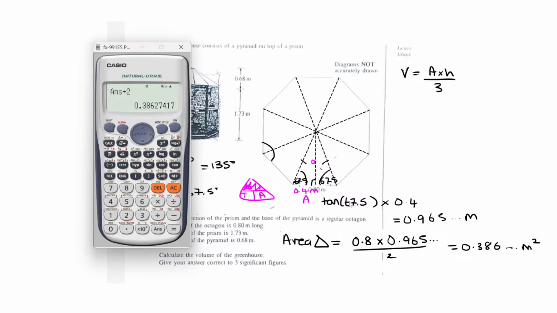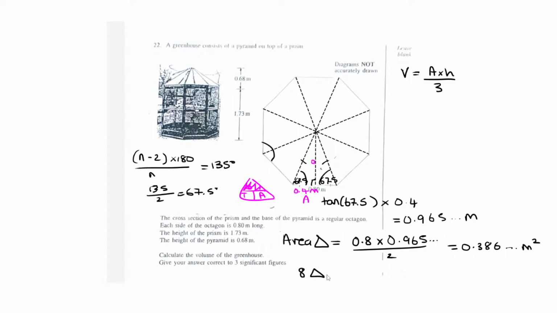Now, don't forget though, because there are so many things to remember. There are 8 triangles, so we need to times that by 8. Okay, that's slightly better, 3.09. So 8 triangles. I'm going to write it like that so I remember what all these numbers are for. 3.09 meters squared. That's the area I got for the octagon.